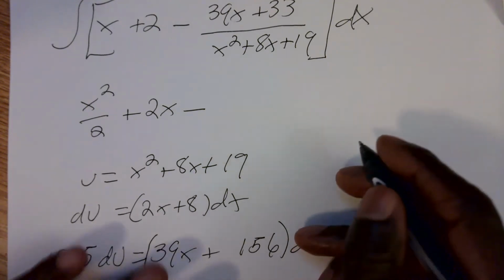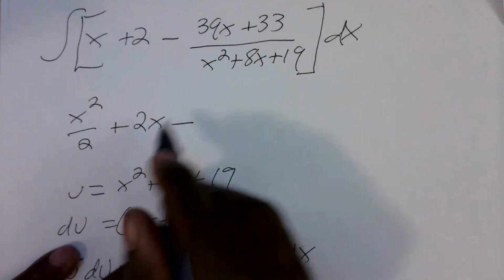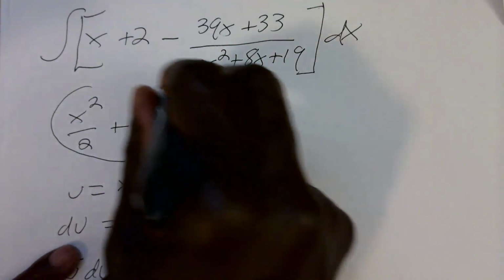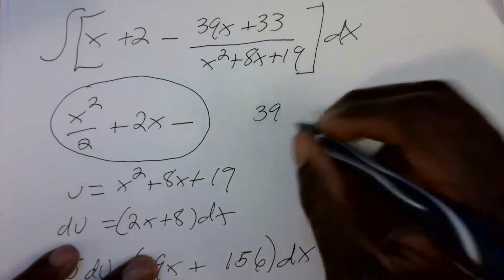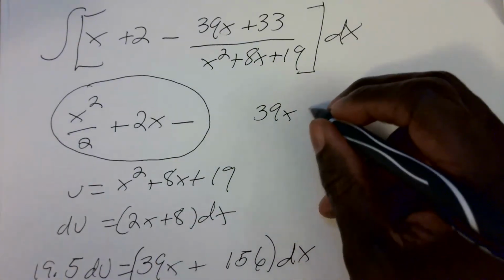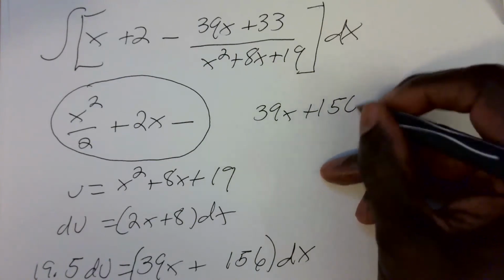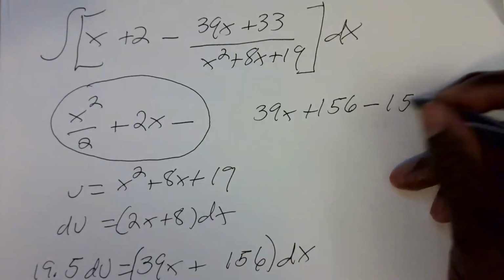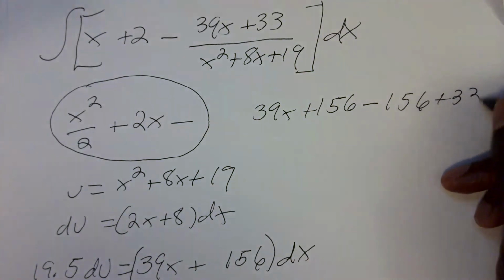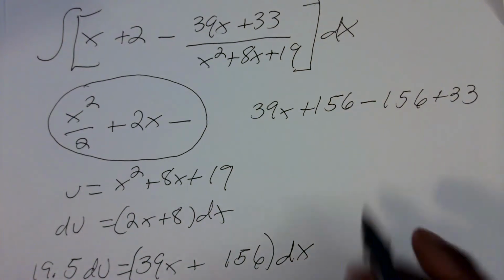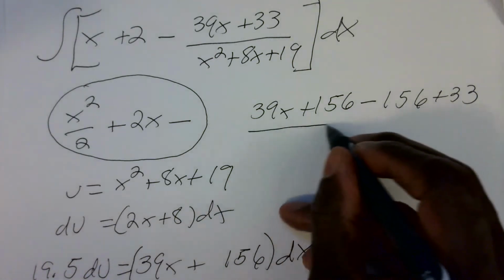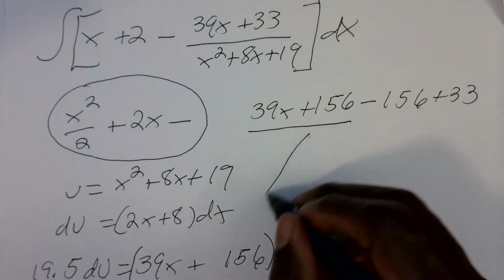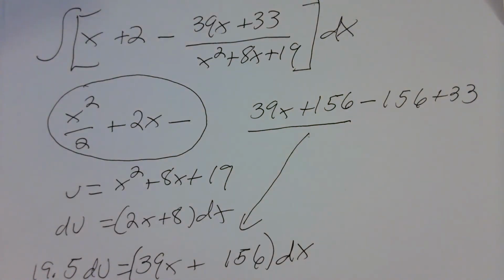No big deal. What we can do, and let me write it here, I'm going to continue this process on another sheet. But here, let me write that this is going to be 39x plus 156 minus 156 plus 33. So notice I didn't add anything to this problem. I added 0, but doing it like this allows this guy to match this guy.